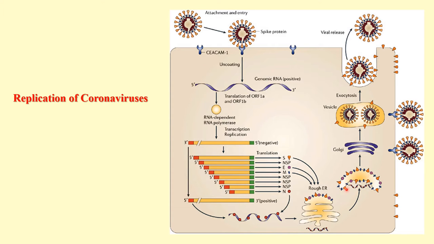Then after the assembly, the virus or the provirus will go into the Golgi apparatus, and then from the Golgi apparatus it will be taken by an exocytic vesicle. You can see the vesicle here, and through this vesicle the coronavirus will be leaving or budding from the cell membrane by exocytosis. When the virus is leaving the cell membrane, it will take some of the spike protein from the cell membrane, and then the virus will be released from the cell, and then it will go and infect another cell.